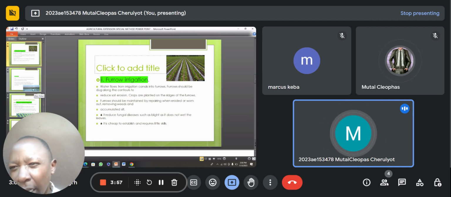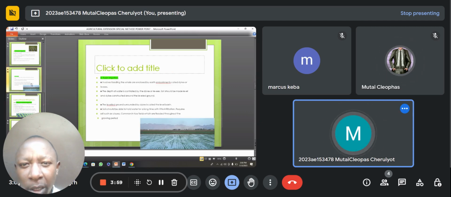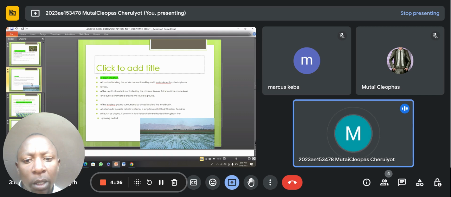Then we have the last one called basin irrigation. This involves flooding the whole area enclosed by an embankment called a dike. The depth of water is controlled by the dike. Soil should be made level and a dike constructed around the level ground. Soil should be able to hold water for a long time with little infiltration. This requires soil such as clay, commonly used in a rice field, which is flooded through the growing period.